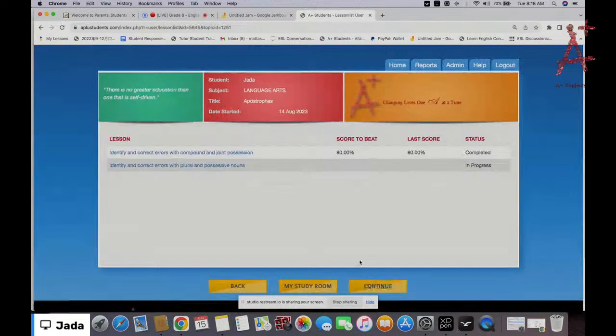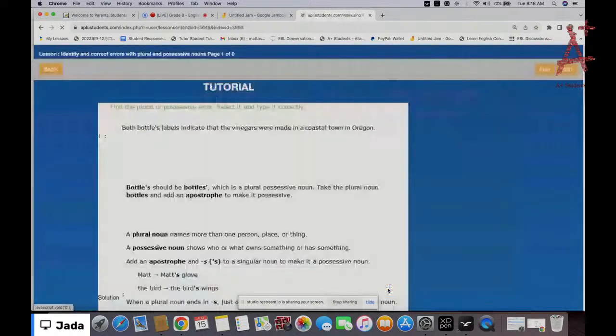Okay, so you identify the correct errors with plural and possessive nouns. So now we have to identify with plural and possessive nouns. Alright, so find a plural or possessive error. So that's what you need to find.